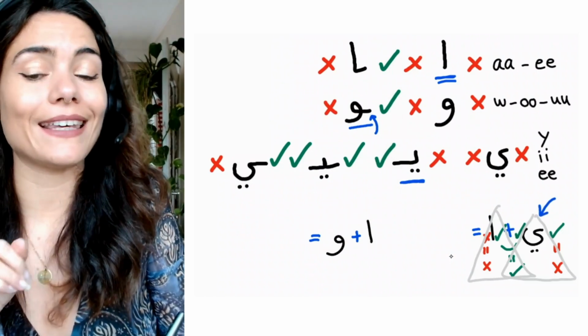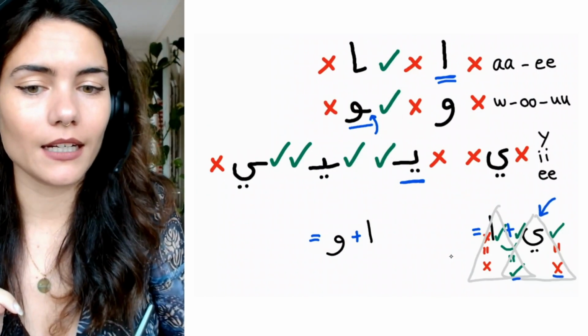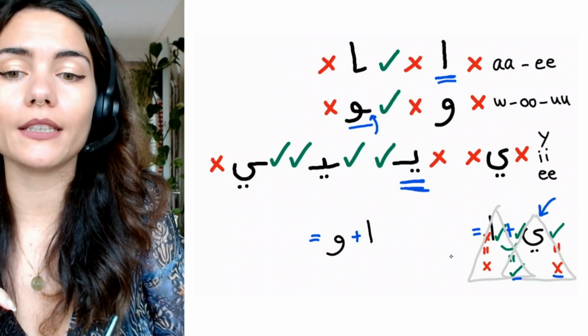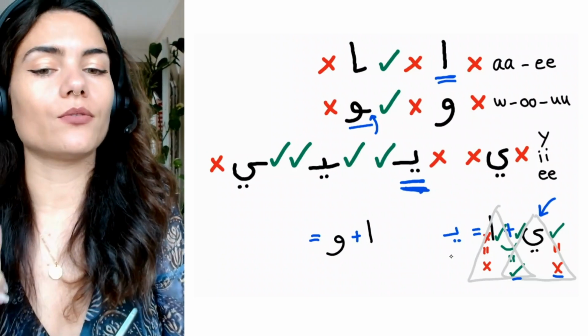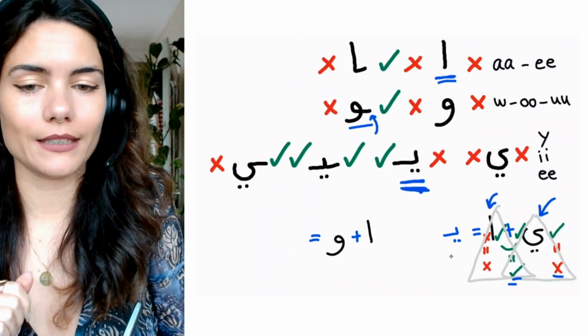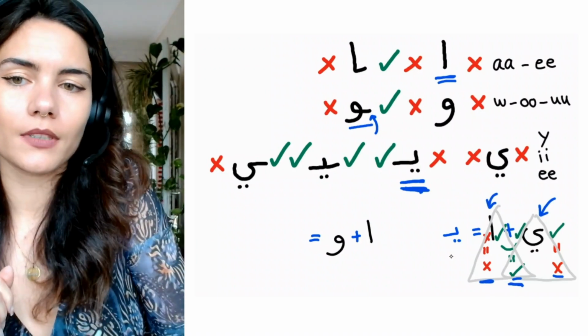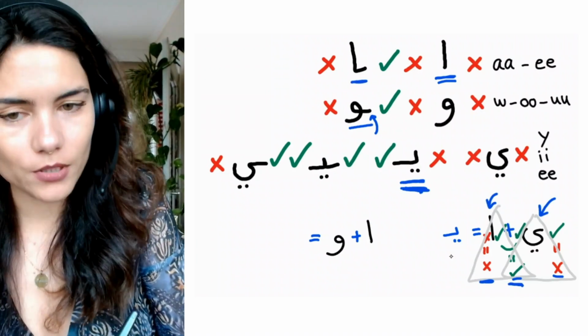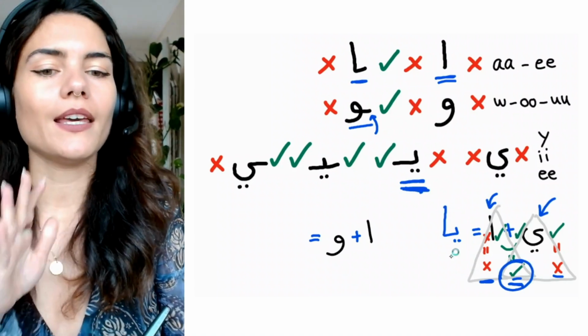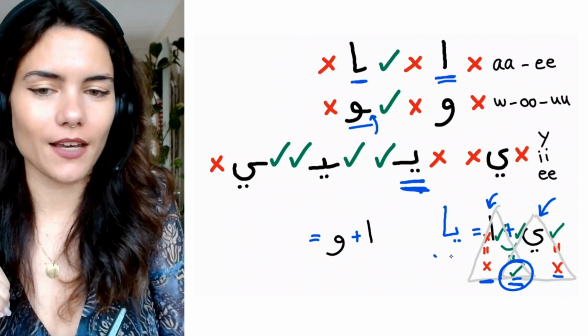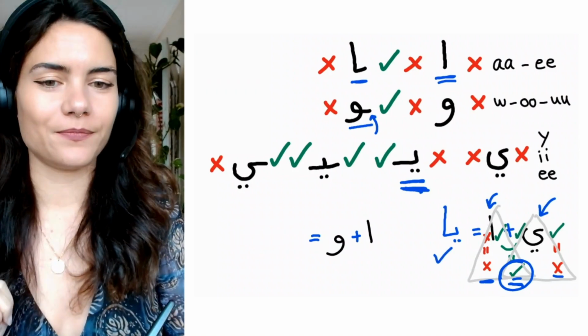We need to find the ya with an X and a tick right here, and we write it. And we need to find the alif with a tick and an X right here. And obviously we join them because they are joining. Ya Muhammad. This is how we would write Ya.